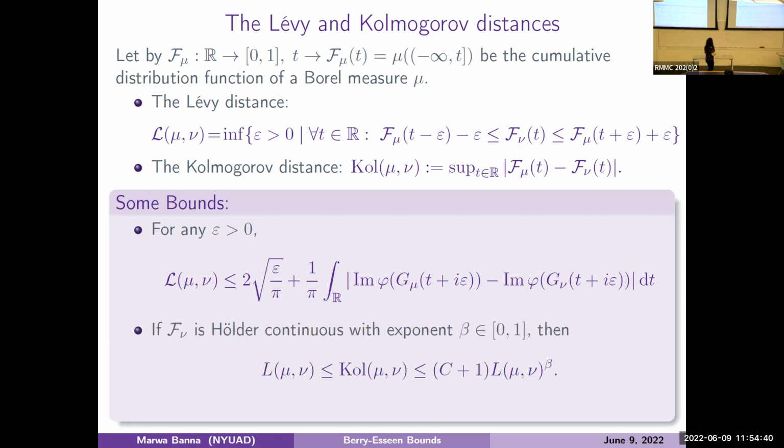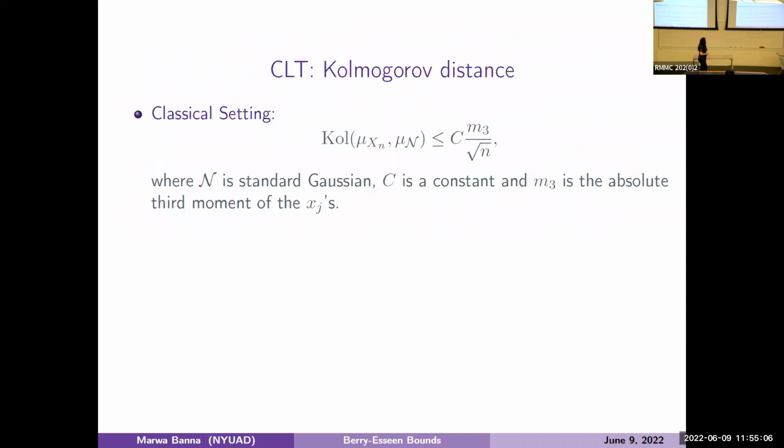And another property. So this is how the Levy and Kolmogorov distance are compared. So this first inequality always holds. But if we assume that F mu is Holder continuous, then we can upper bound the Kolmogorov distance by the Levy distance, and we have this beta exponent here. So this is on these distances.